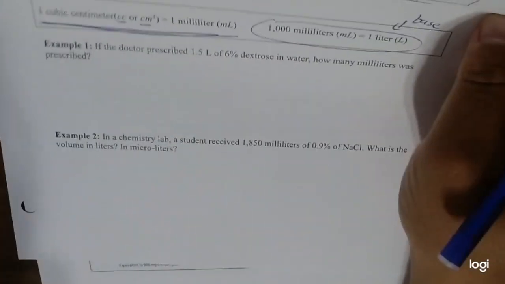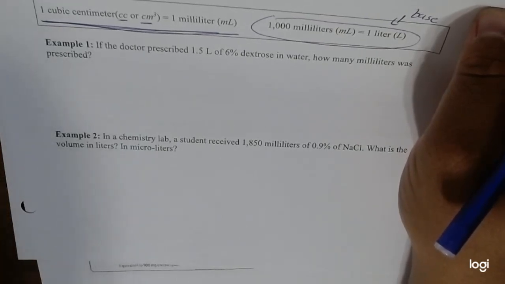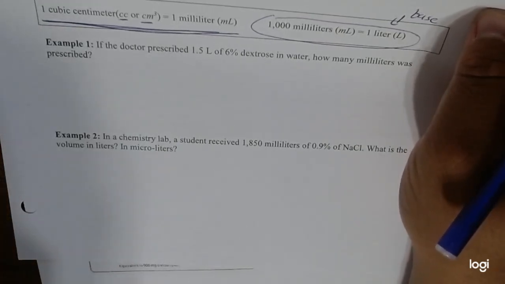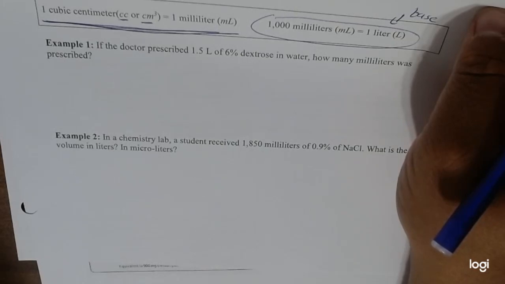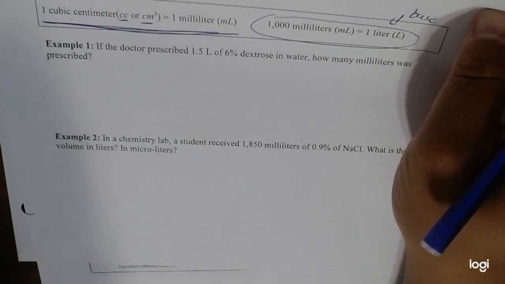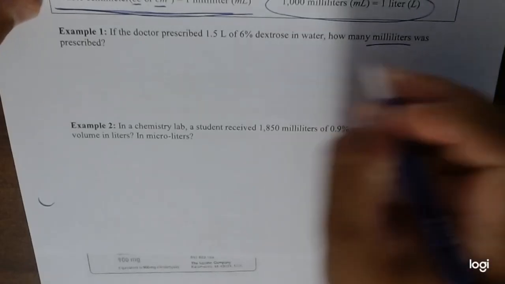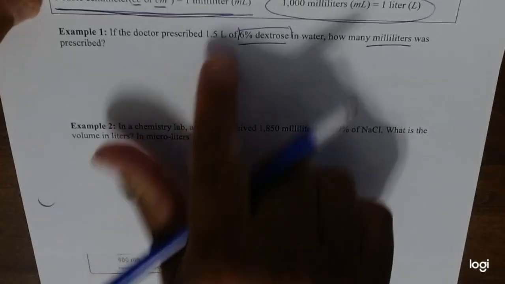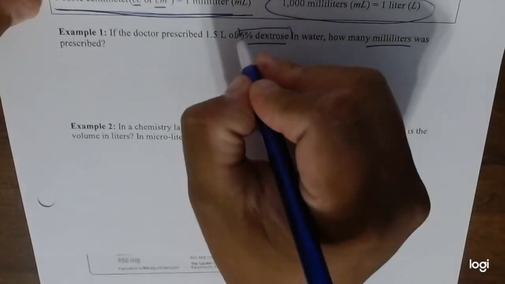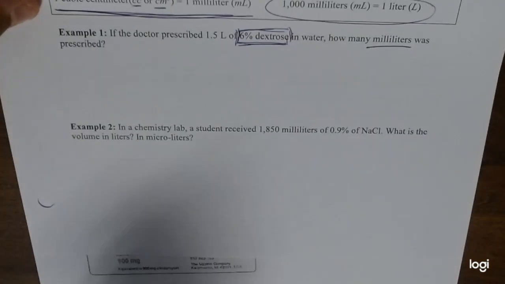So example 1 says, if the doctor prescribed 1.5 liters of 6% dextrose in water, how many milliliters is prescribed? Now, remember, when it comes to this class, you don't want to overthink stuff. So you literally do what's asked of you, okay? In other words, they want you to convert it into milliliters. Notice this has nothing to do with the dextrose; you want to convert the liters into milliliters. Later on in the course, we'll talk about what this actually represents, but for now it's just fluff. The whole process is, I want milliliters.